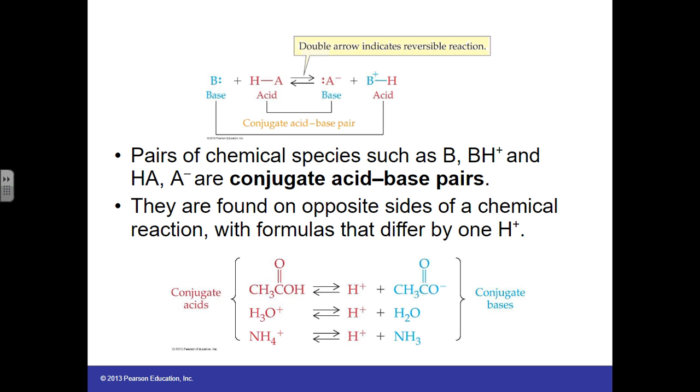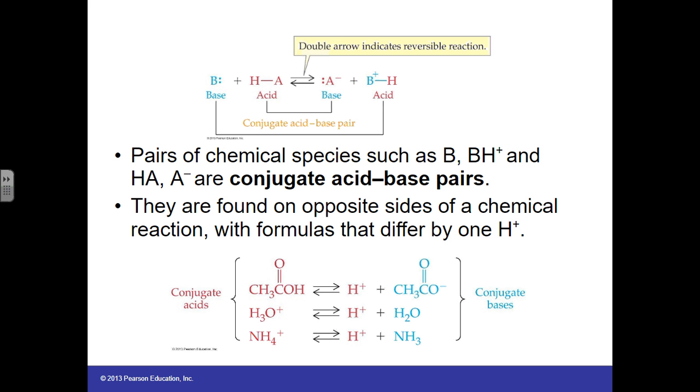So now let's take a look at this idea of conjugate acid-base pairings. I'll probably provide some examples in a separate video of how one goes about solving conjugate acid-base pairs, but you should understand a few key points about them.